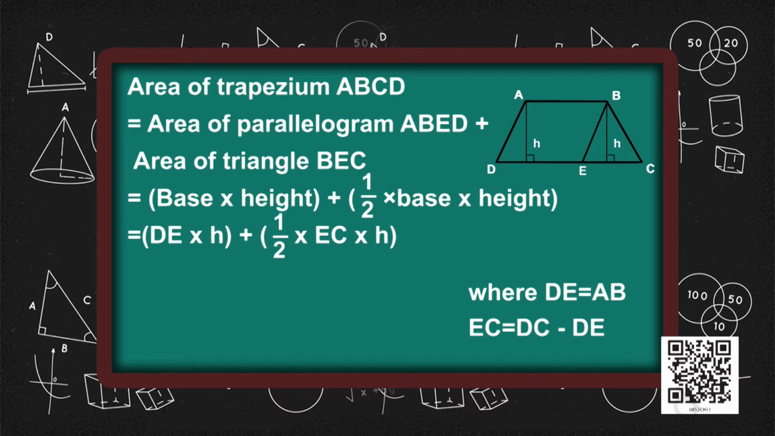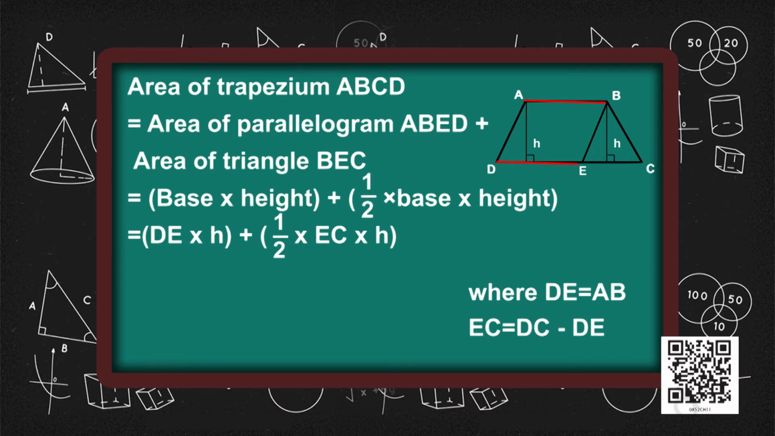Also, the height of both the parallelogram and the triangle are the same as h, that is the height of the trapezium. So, the area of the trapezium ABCD is equal to DE into h plus half into EC into h.